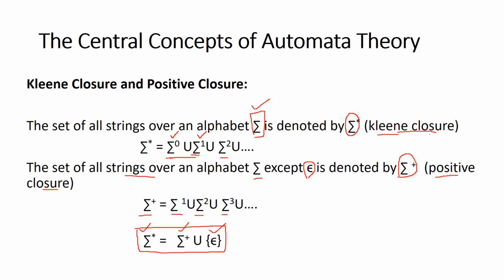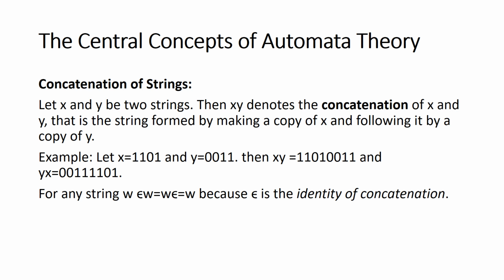Now we shall move on to the last concept, concatenation of strings. Let x and y be two strings, then xy denotes the concatenation of x and y. That is, the string formed by making a copy of x and following it by a copy of y is called the concatenation of strings x and y and is denoted by xy.